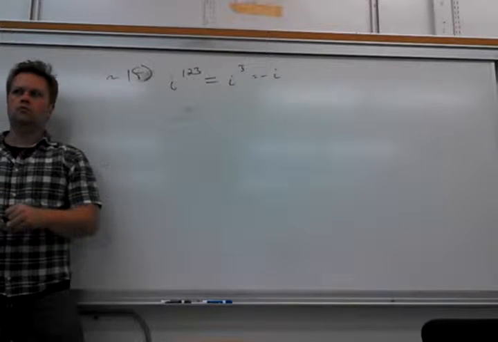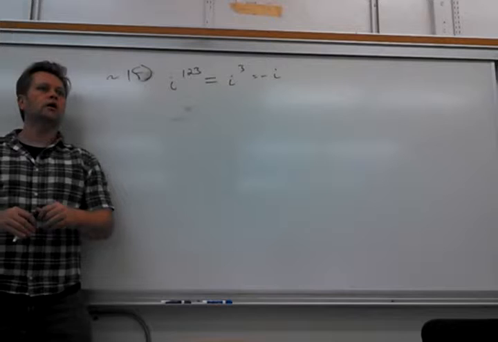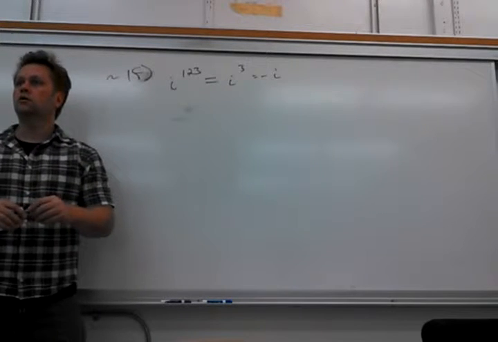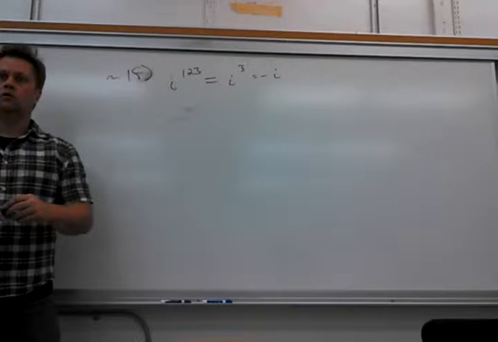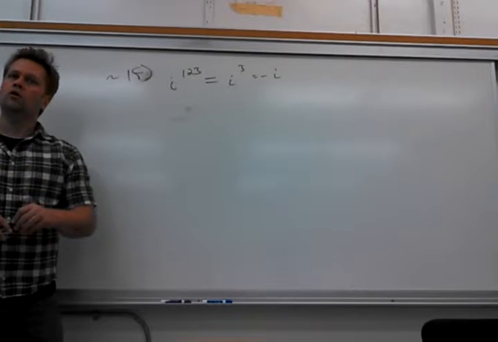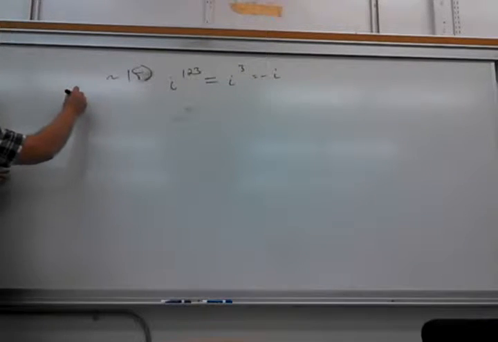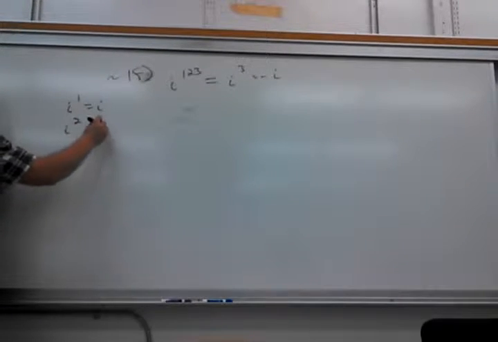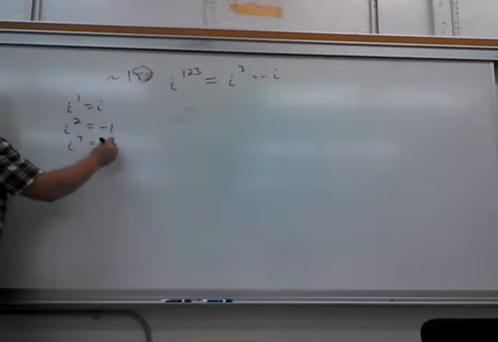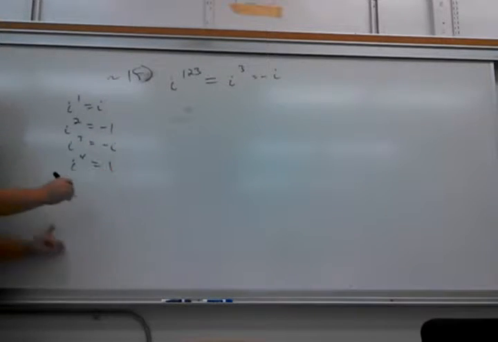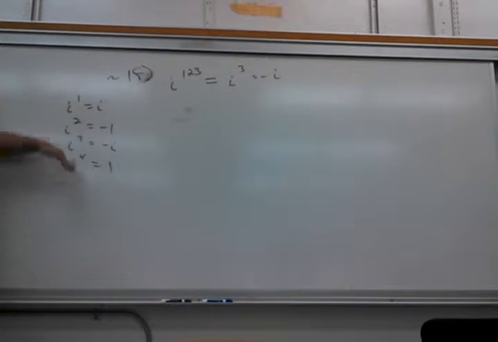So you wouldn't do it by 3, right? You said you have to do it by 4. Because how long is the cycle that it takes to get through all of its possible values? 4. So if it was 127 instead of 123, would you still do the 4? Yep. You always divide by 4 because the cycle is every 4.